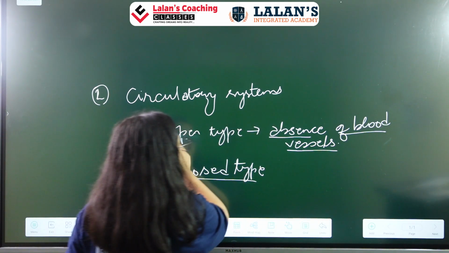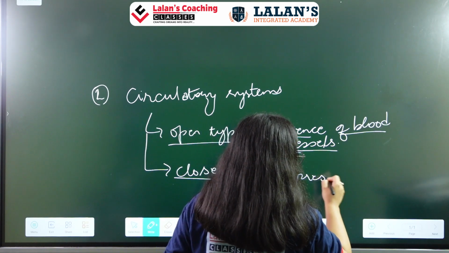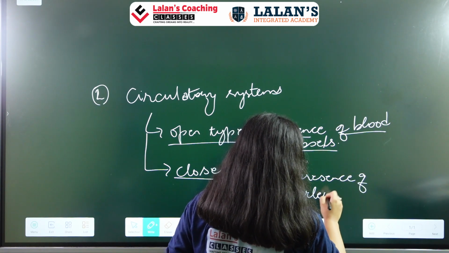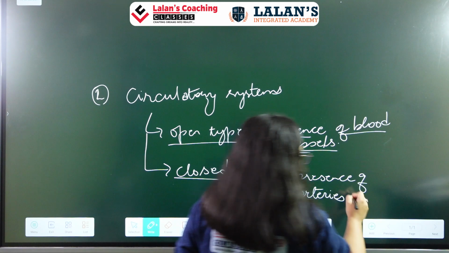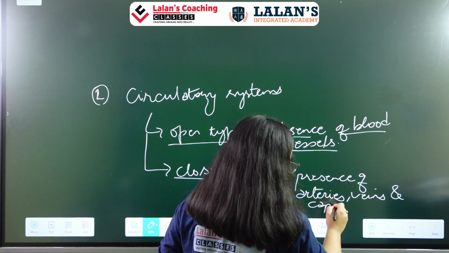And the next type is the closed type, where we see the presence of arteries, veins and capillaries.